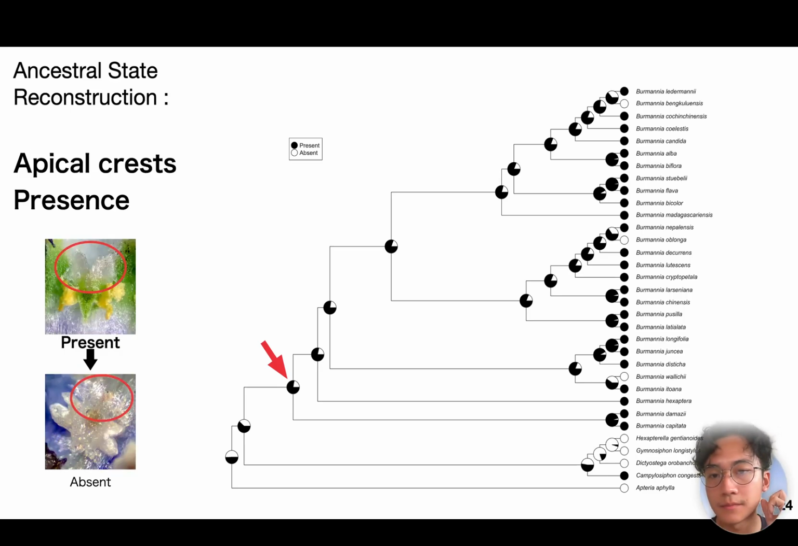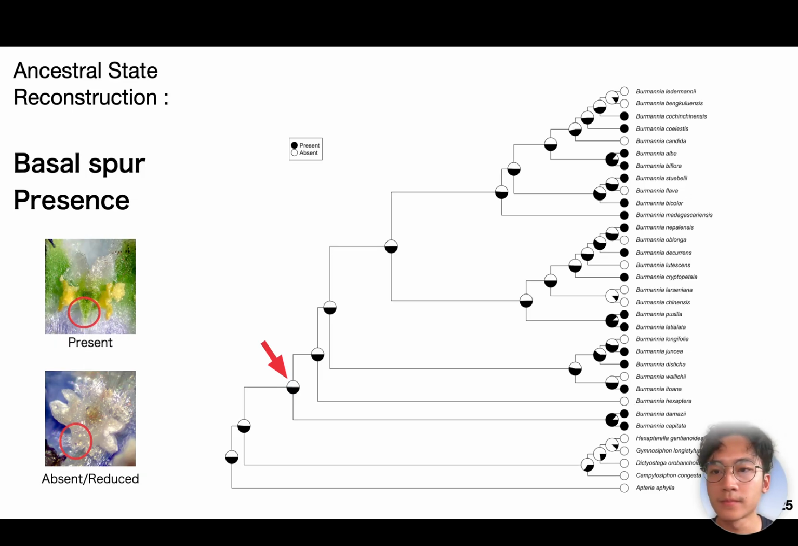The next one, sorry. The apical crest presence, similar to the inner perianth, goes from present into absent, scattered, not from a single origin. And the basal spur, we cannot tell from here because it's 50-50% and it all evolved in a scattered way.